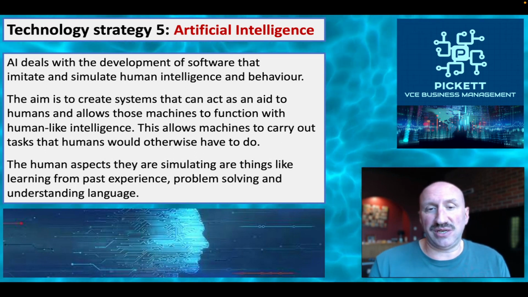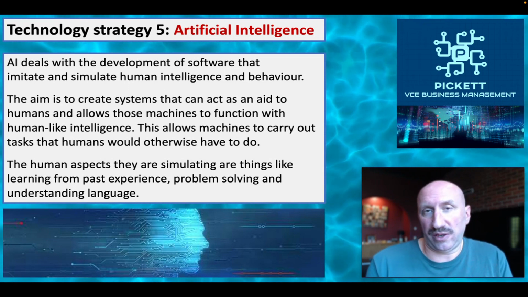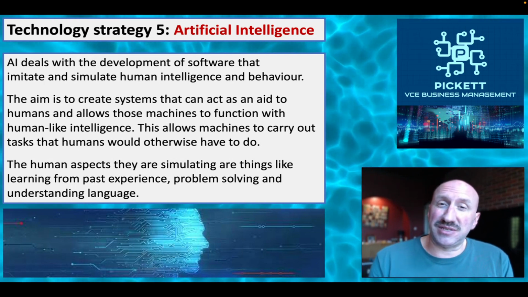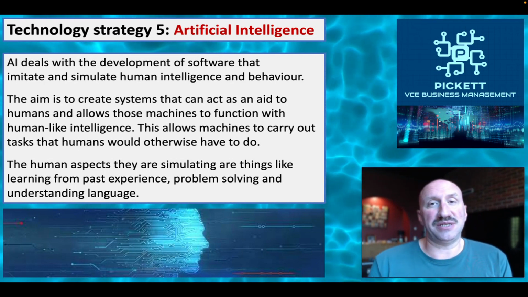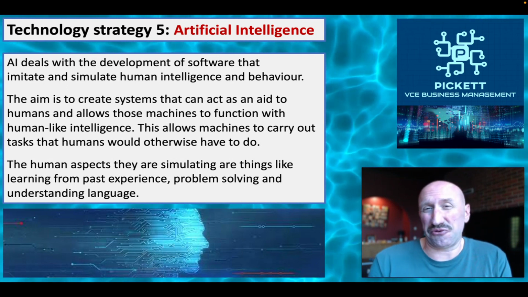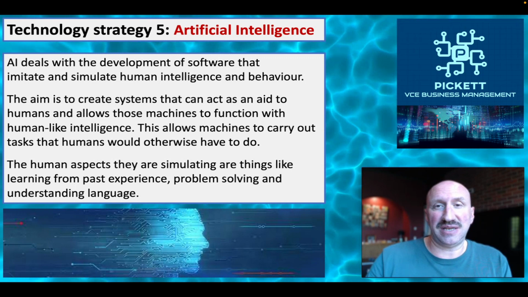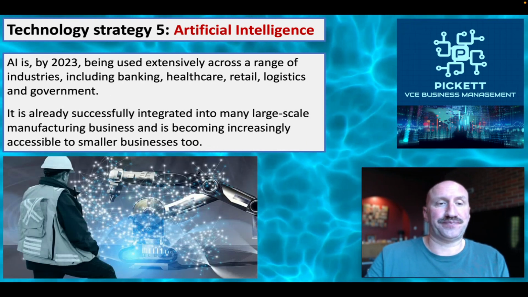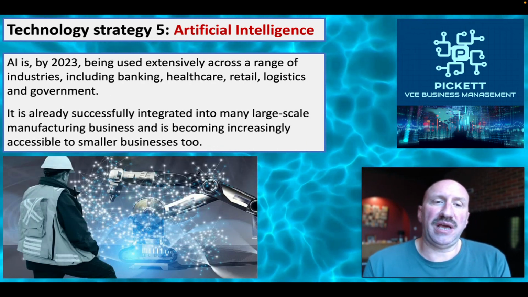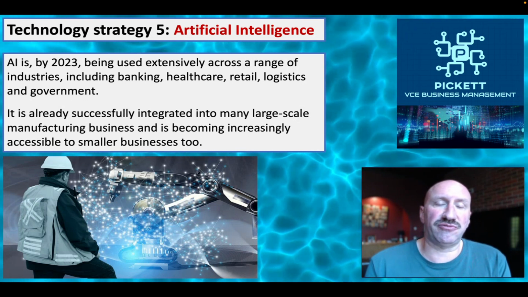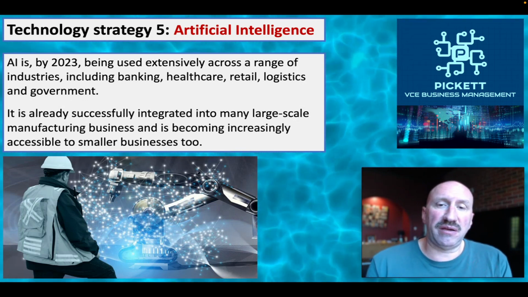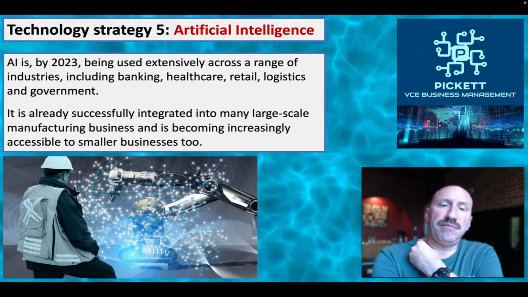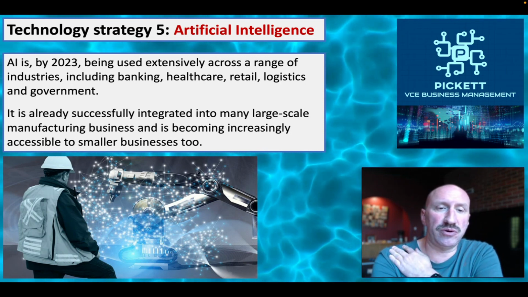Okay, so in other words, this leads to machines that can actually carry out tasks that humans would otherwise have to do. The human aspects that they are actually simulating are things like learning from past experience, problem solving, and understanding language. So they're three key areas that AI these days is focused on, and that's why it is becoming so very clever. By 2023, AI is already being extensively used across a range of industries: banking, healthcare, retail, logistics, government even. And it's already been successfully integrated into many, many large-scale manufacturing businesses around the world.